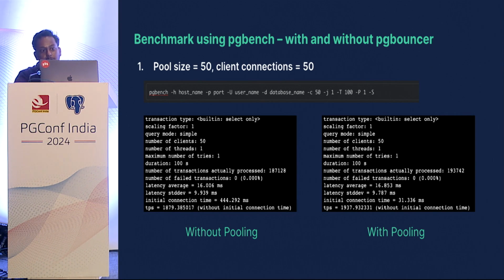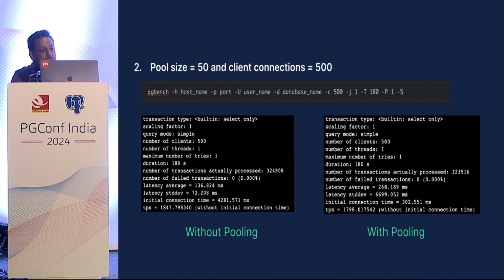But it will not always be true. There could be some other countermeasures as well. Suppose in the second example, we have a pool size of 50 and client connections equal to 500. Just for your interest, we are using session pooling here. As you can see, the TPS is decreased with pooling. So this can also result in performance issues, as I already mentioned. So connection pooling has both pros and cons, and we have to make sure how we use it.